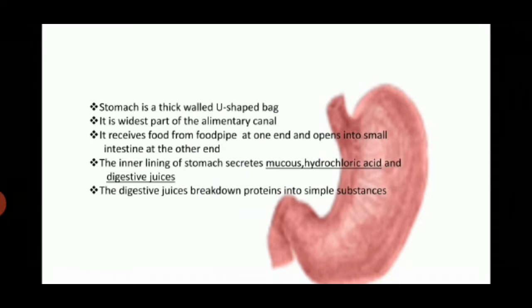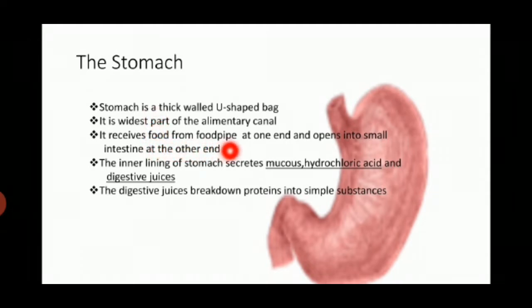Now the stomach. See, the stomach is a thick walled U-shaped bag. You can say it is a flattened U. Can you see the diagram of the stomach? So it is a U-shaped bag. Also remember, it is the widest part of the alimentary canal. What is the alimentary canal? In the previous part of my explanation, I told you that the alimentary canal is a tube-like structure. The digestive system consists of the alimentary canal, the tubular structure. So this tube is widest in which region? The stomach.